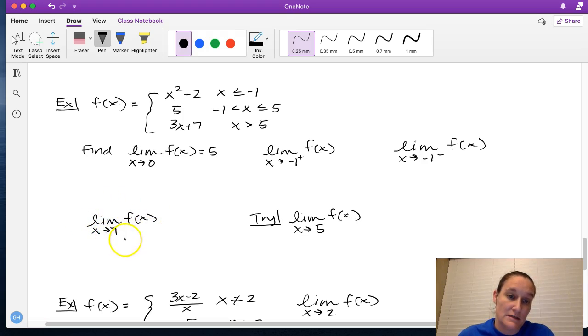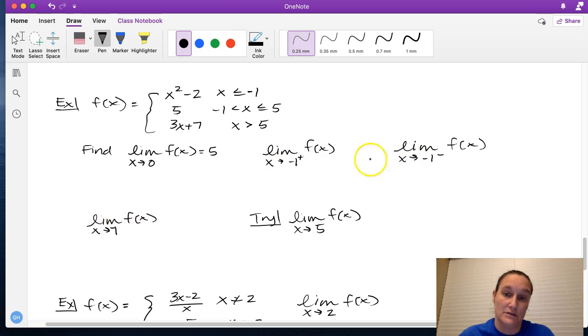Now, oops, this should be a negative. If this was just the problem, limit as x goes to negative 1, that's not a 7, now it looks like a 7. Limit as x goes to negative 1 of f of x. Negative 1 is where this function switches between x squared minus 2 and 5. So when that happens, you have to look at the limit from the right and the limit from the left. You cannot just take this limit.